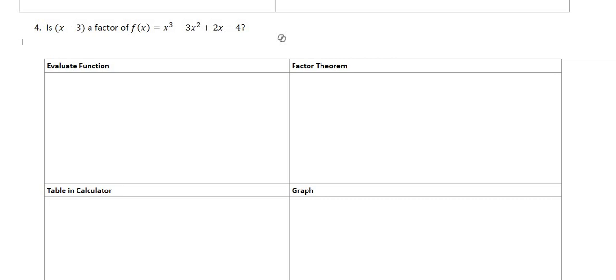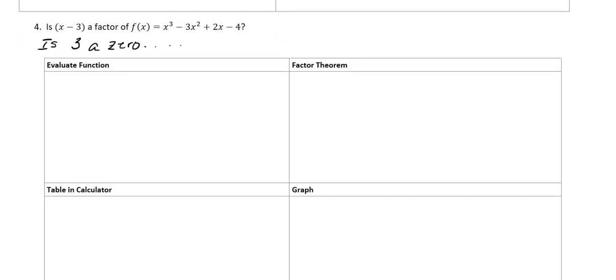In this example, I'm asked if x minus 3 is a factor. That's equivalent to asking if 3 is a 0. So again, I've got several different ways to do this problem. I can evaluate the function at 3. When I do, I get 2. So my answer is no.